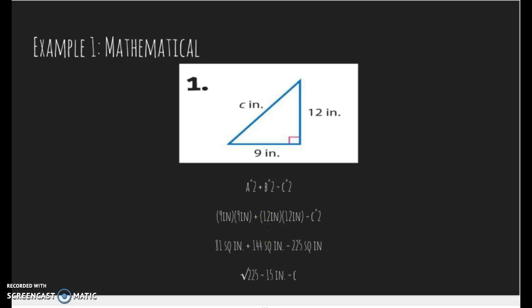So 9 times 9 is 81. Inch times inch gives me square inches. 12 times 12 is 144, which also, inch times inch, gives me square inches, so I get 225 square inches. When I do the actual square root of that to figure out what c is, then it is 15.